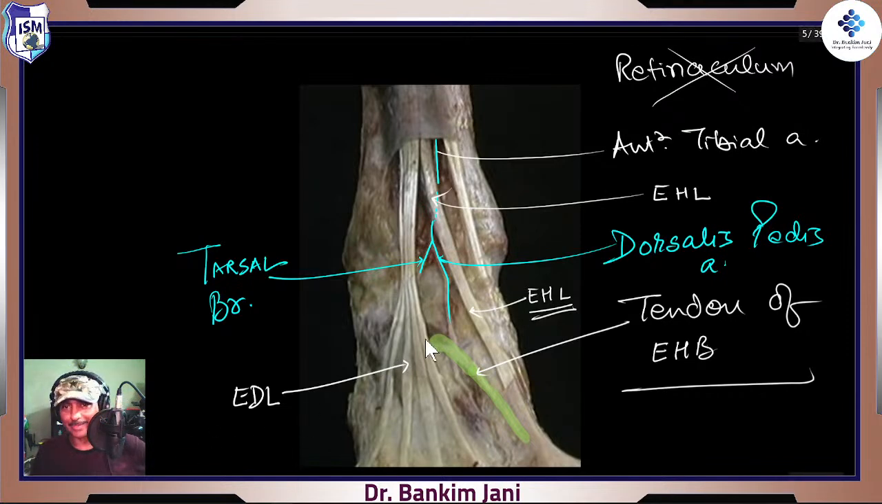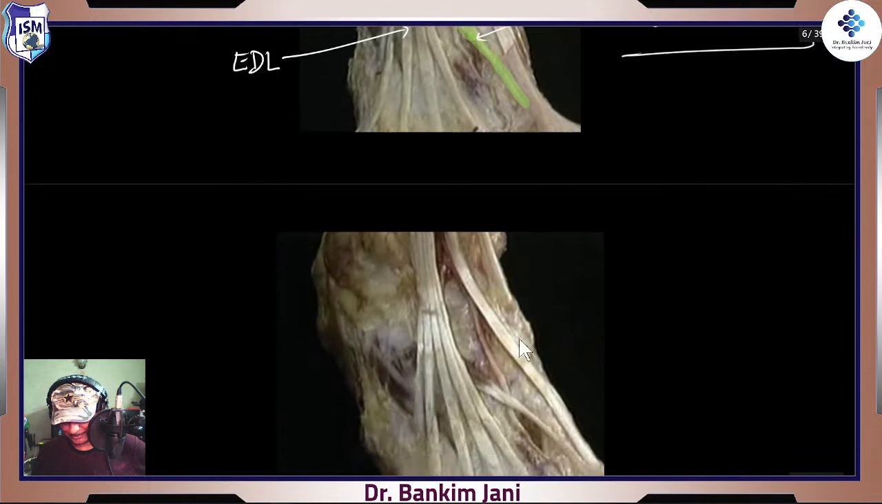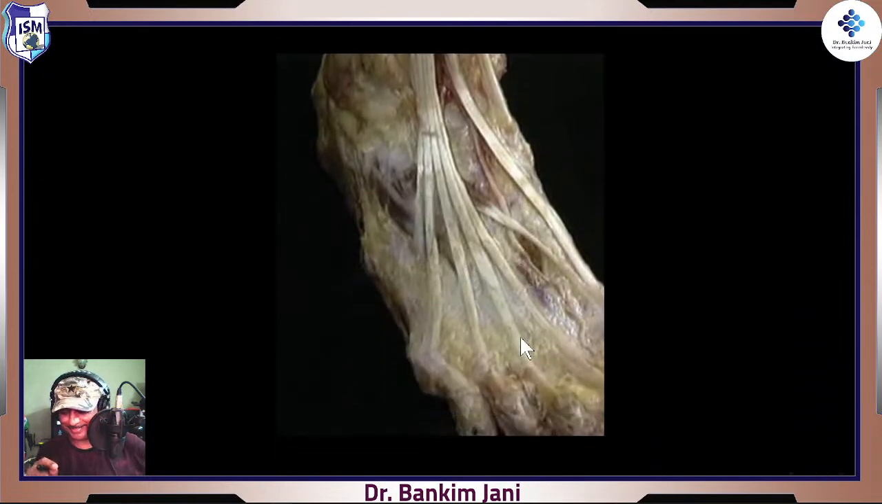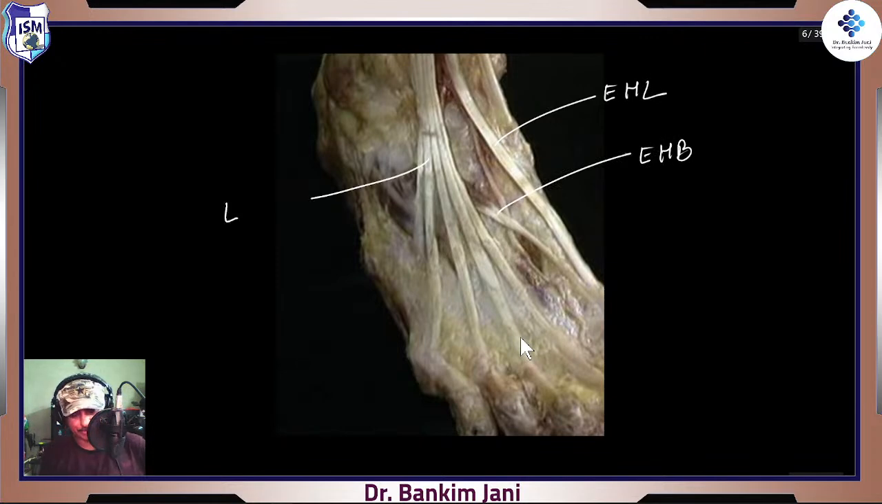Let's see with more clarity, right? Now you will be able to see it very clearly. Over there, it was not properly exposed, so I just attempted to ask you. Now it is seen very clearly. So this is, no doubt, extensor hallucis longus. Now you can see this is extensor hallucis brevis, right? This one is extensor digitorum longus. And here the dorsalis pedis is very nicely seen, right?